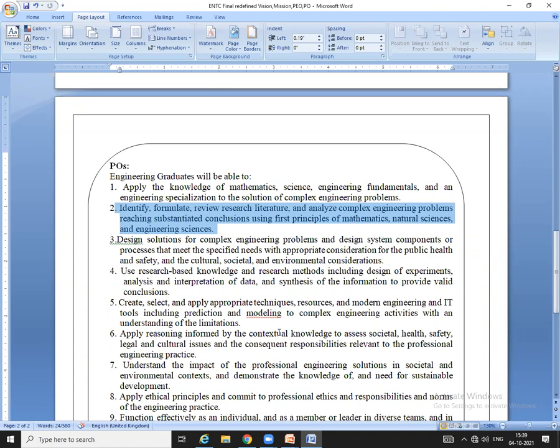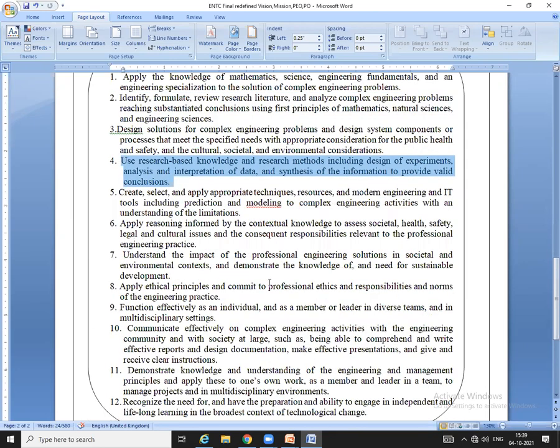Third PO, design solutions for complex engineering problems and design system components or processes that meet the specified needs with appropriate consideration for public health and safety, and the cultural, societal and environmental considerations. Fourth PO, use research-based knowledge and research methods including design of experiments, analysis and interpretation of data, and synthesis of the information to provide valid conclusions. Fifth, create, select, apply appropriate techniques, resources, and modern engineering and IT tools. That is the various softwares we are learning here, including prediction and modeling to complex engineering activities with an understanding of the limitations.